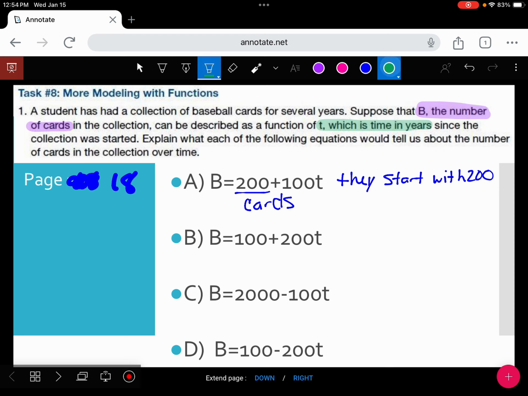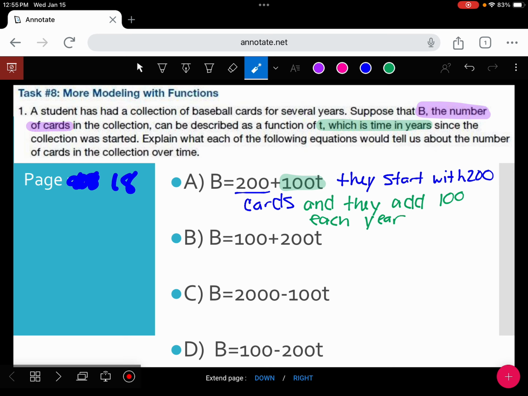What does the other chunk tell us? What does this piece tell us? They get 100 every year. So they're buying 100, they're finding 100, they're collecting 100. And they add 100 each year. So if they start with 200 cards and they add 100 each year, that would be this equation.